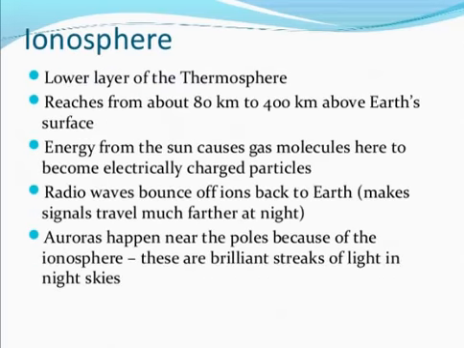Ionosphere, the lower layer of the thermosphere, reaches from about 80 km to 400 km above Earth's surface. Energy from the sun causes gas molecules here to become electrically charged particles. Radio waves bounce off ions back to Earth, making signals travel much farther at night.